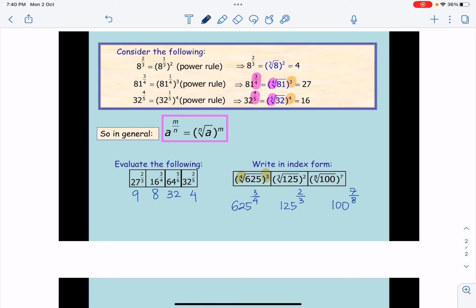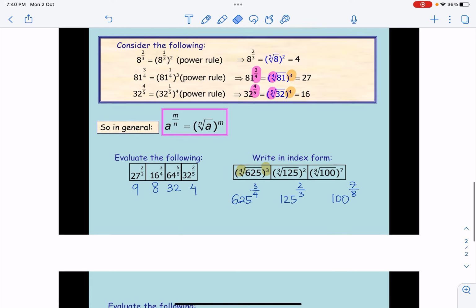All right, so I hope that this kind of makes sense. So in general then, here is the general form. So denominator will be the nth root and numerator will be the power. Okay, so this is the general form.